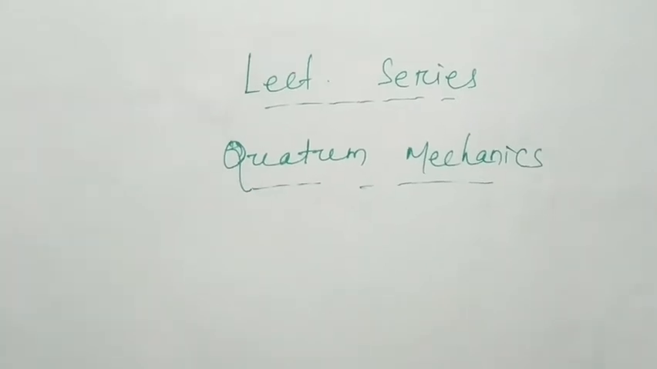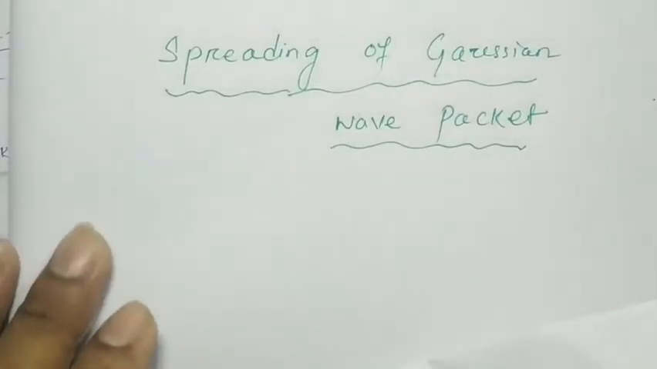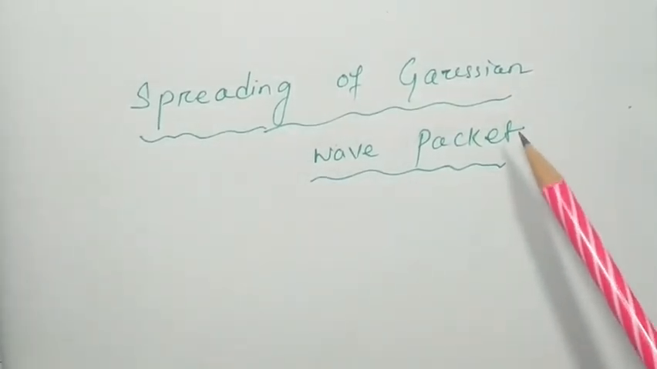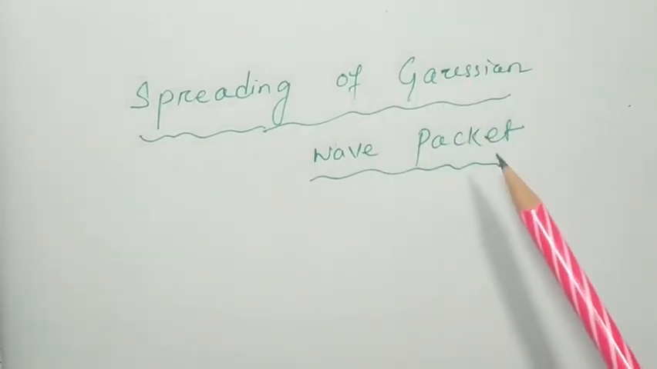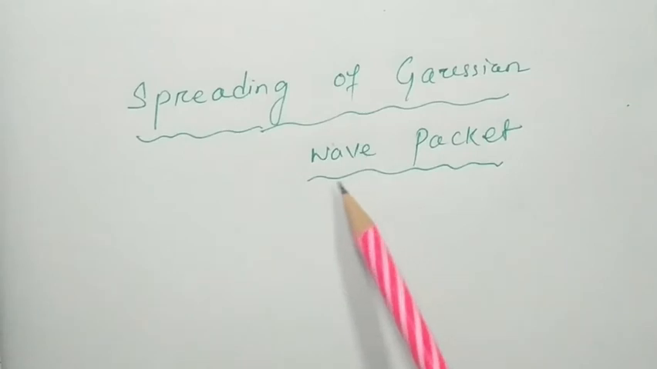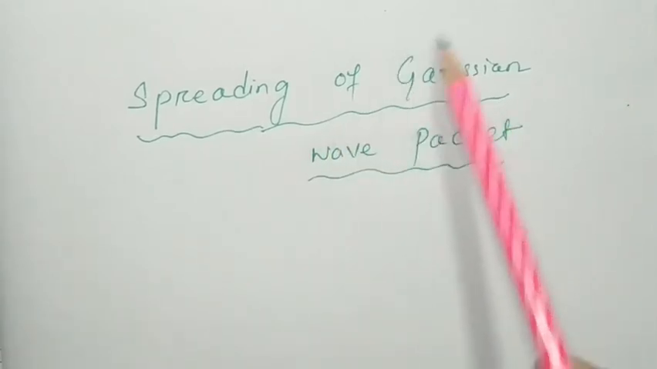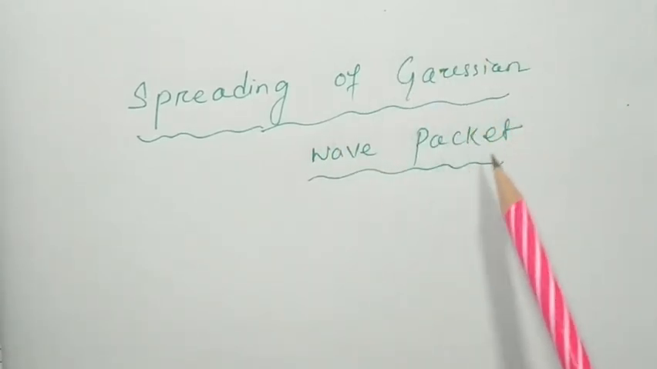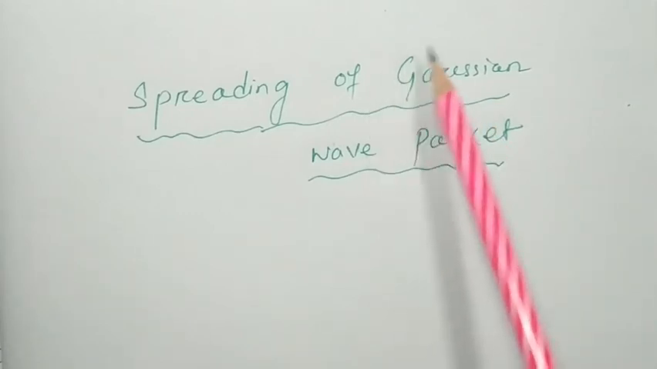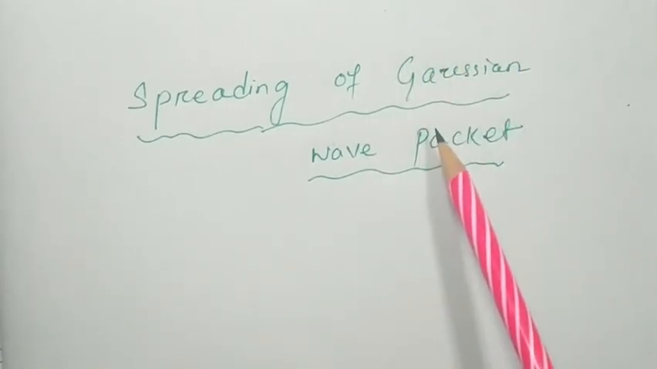Today we are going to discuss the spreading of a Gaussian wave packet. Before we do the mathematical derivations regarding this topic, first we have to somewhat discuss what a wave packet is and what a Gaussian function is. That means how a wave packet can be represented with the help of the Gaussian wave function.